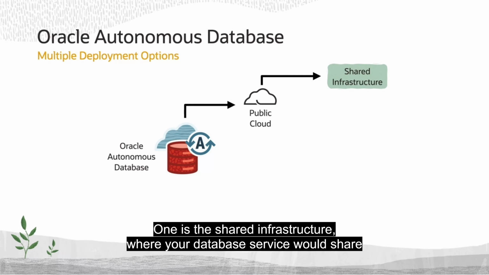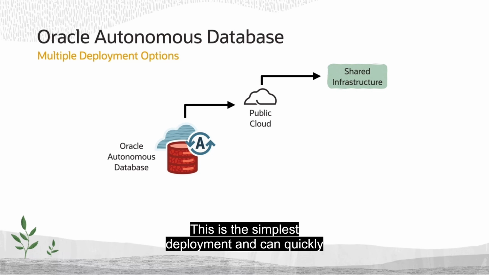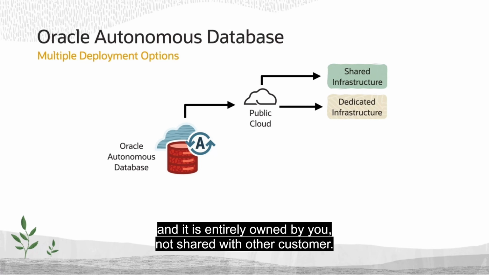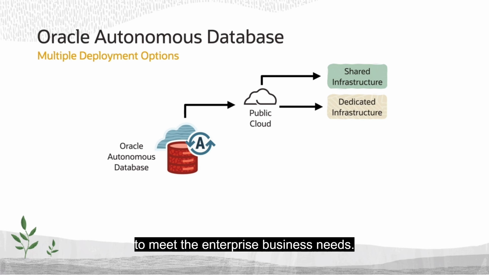One is a shared infrastructure where your database service would share the infrastructure with other customers. This is the simplest deployment and can quickly get you started with your application development. The second option is dedicated infrastructure. You choose the shape of your Exadata infrastructure and it is entirely owned by you, not shared with other customers. You can perform more customization and control your deployment to meet the enterprise business needs.